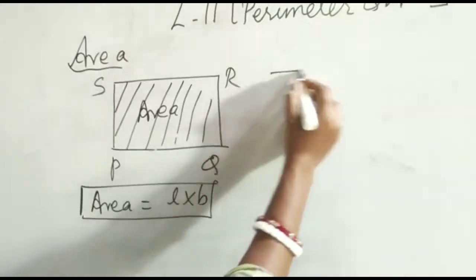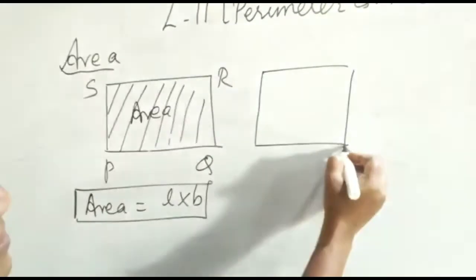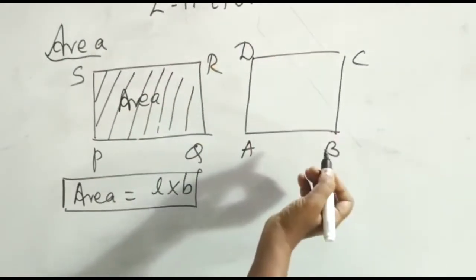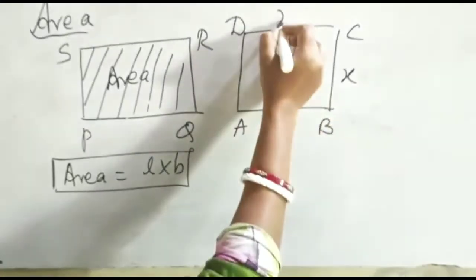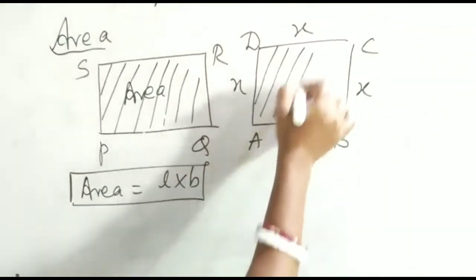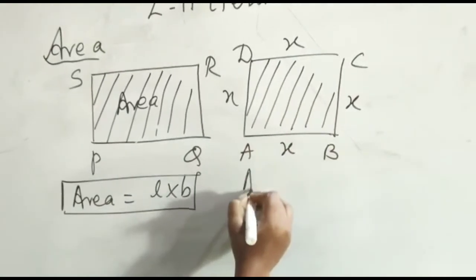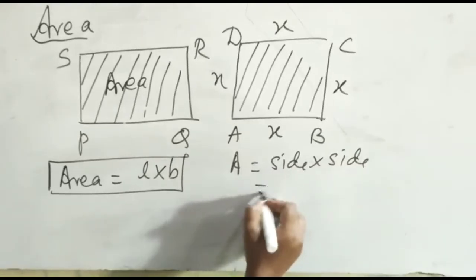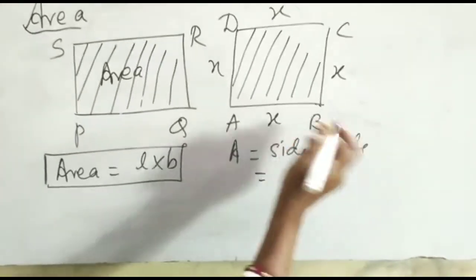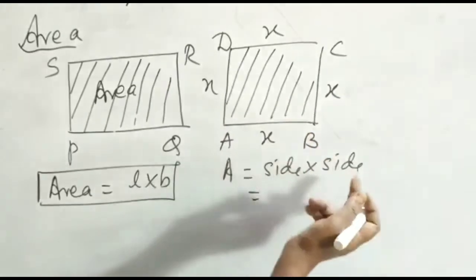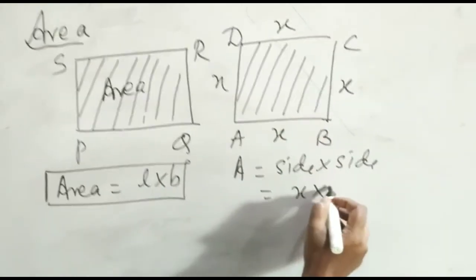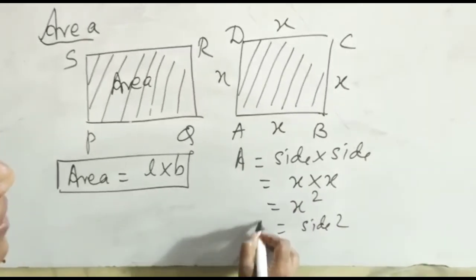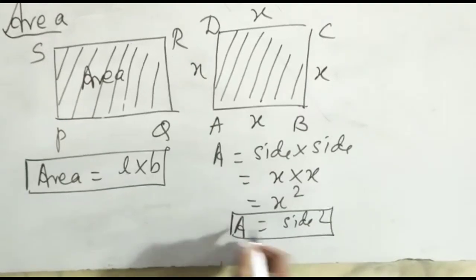Now the area of a square. Let us consider this is a square. Suppose A, B, C, D is a square, and the length of each side is x. The area can be calculated by using the formula side into side. Now side into side is nothing but length into breadth. As it is a square, the length of each side is the same. So this means x into x, that will be x square. So it is a side square. So the area of a square will be side square.